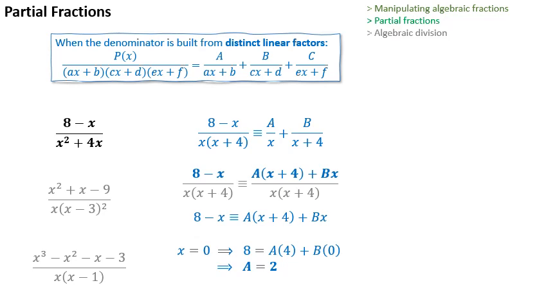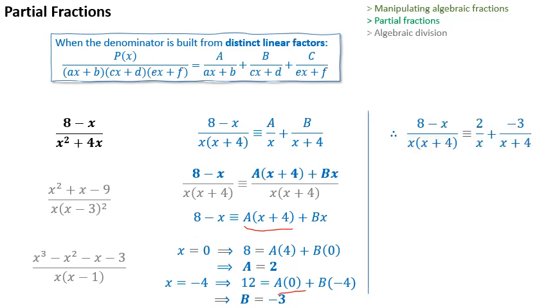And we can actually do the same thing. If you look carefully, we can find a suitable substitution for x that will make the term involving a cancel out. This is the bit involving a. Let's see if we can make that bracket equal to 0. So we set x equal to minus 4. On the left we get 12. On the right the a term cancels out. We get a times nothing. And then we get b times minus 4. Therefore we can find the value of b. And that means we can write our fraction now as (8 minus x) over x times (x plus 4) equals 2 over x plus negative 3 over (x plus 4). I've just replaced a and b with the values that we found.